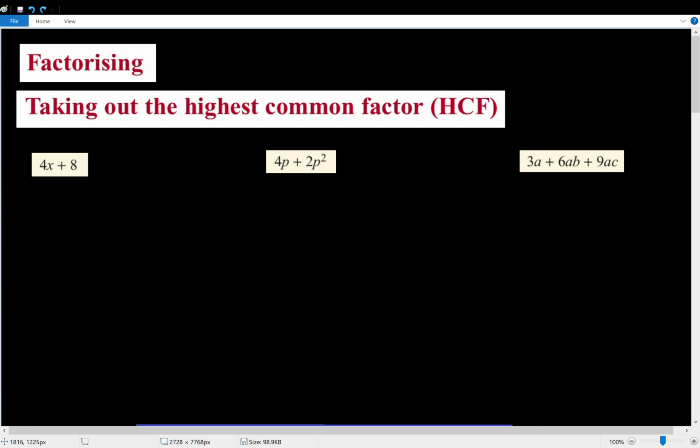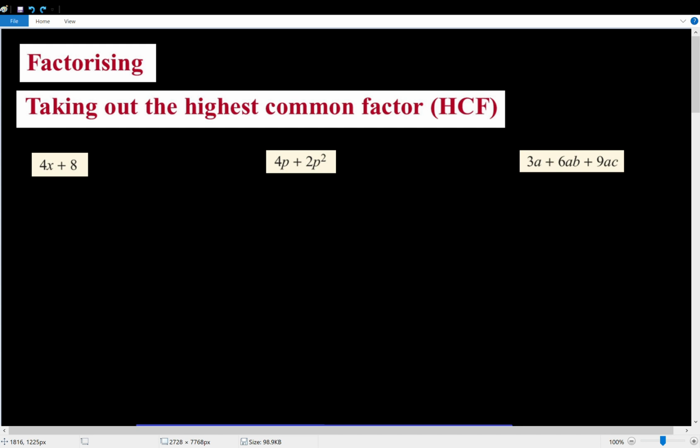When you're taking the highest common factor, you're going to first find the highest common factor of all the terms in a given expression. So we've got three different expressions here. We're going to do that for each of them. Then you've got to put the highest common factor that you have found outside a set of brackets. And then inside the brackets, you're going to divide every one of the original terms from the expression by your highest common factor and put them into the bracket.